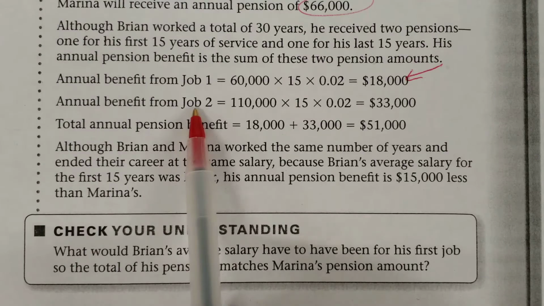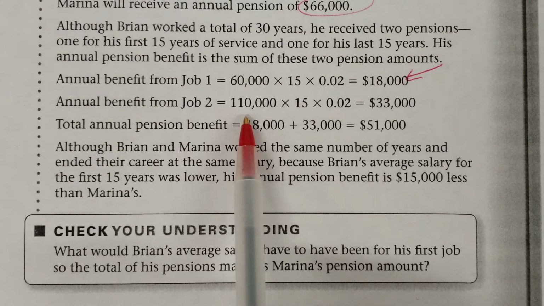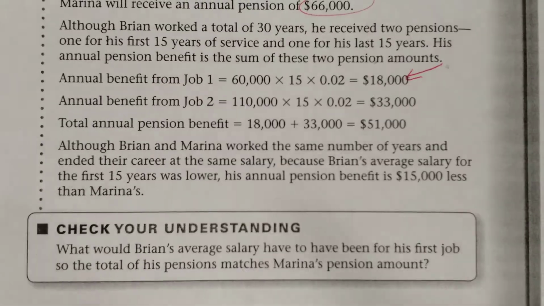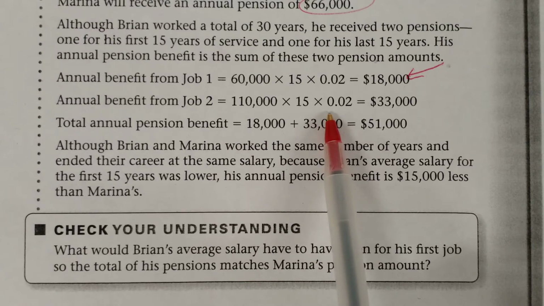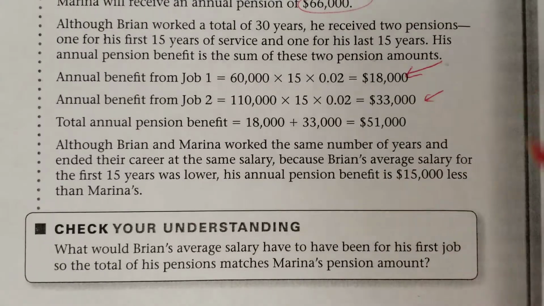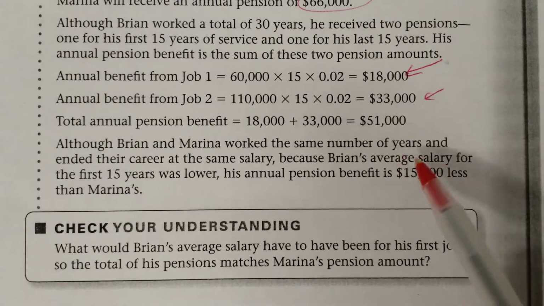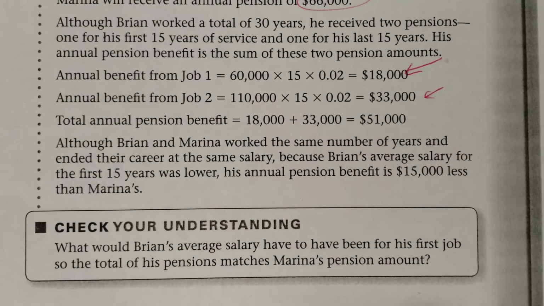From job 2 at Santa Fe Corp, I guess he was making the same as her. Oh yes, he's been making the same salary at Santa Fe as her, times 15 years at Santa Fe, times the 2% multiplier. So from Santa Fe Corp, he's going to get that as a pension per year. So the total would be both of these together, which would give you $51,000.